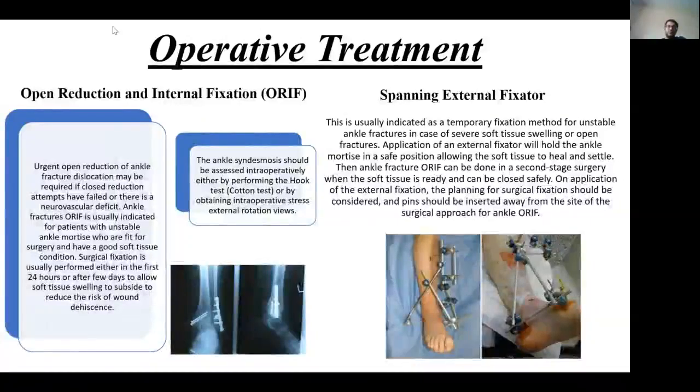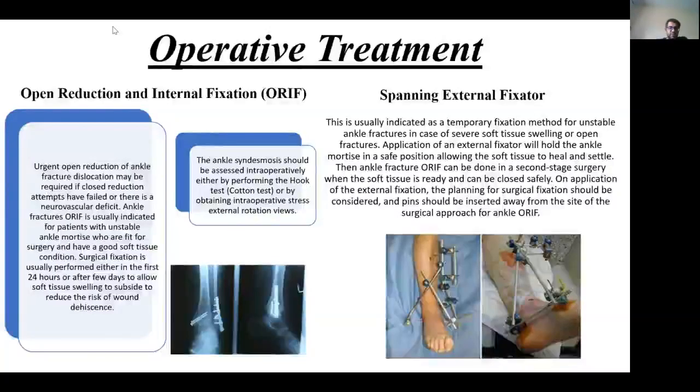Operative treatment. For operative treatment, we can do an open reduction internal fixation or a spanning external fixator. Urgent open reduction of the ankle fracture dislocation may be required if closed reduction attempts have failed or there is a neurovascular deficit. Ankle fracture ORIF is usually indicated for patients with an unstable ankle mortise, who are fit for surgery and have a good soft tissue condition.